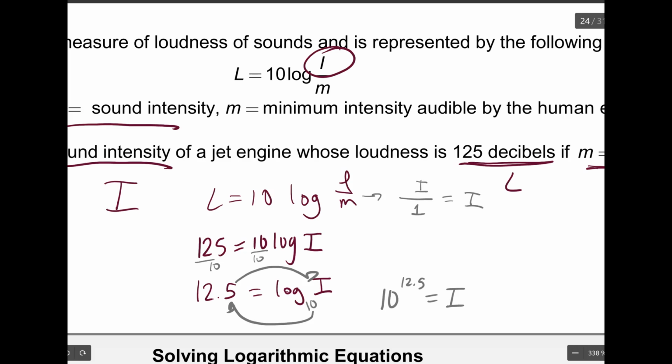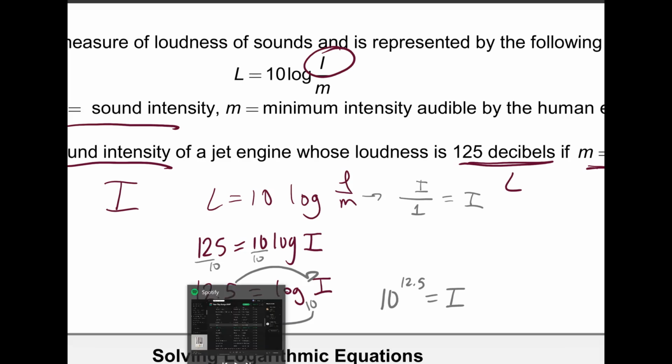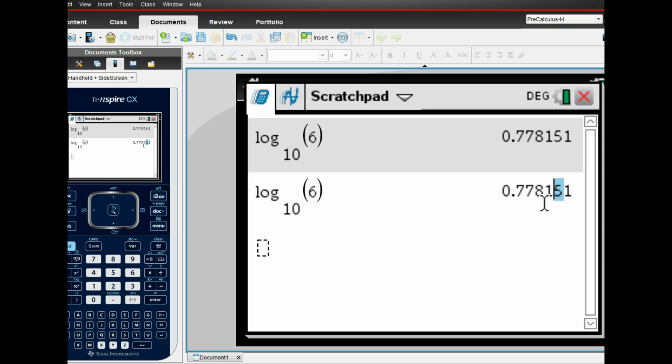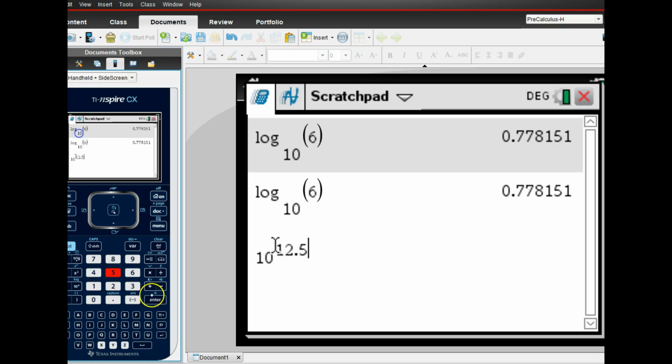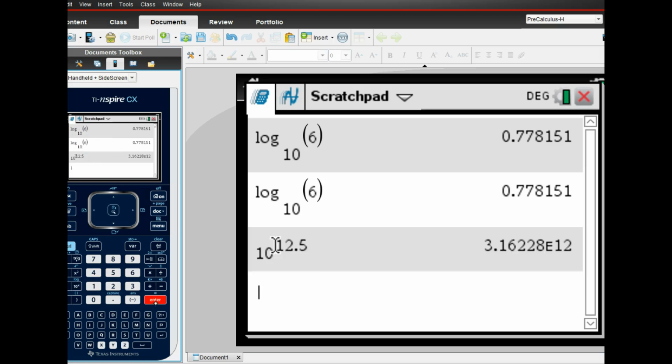So if you go back to your calculator and put in 10 to the 12.5, you just push the 10 to the X key. It's the bottom left corner. It's what you pushed with log, but you don't push control first. So 10 to the 12.5. Enter. Oh my god, it gives me this e.